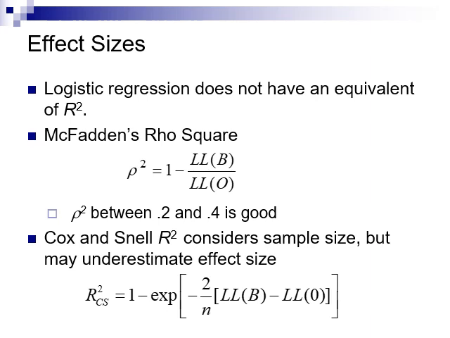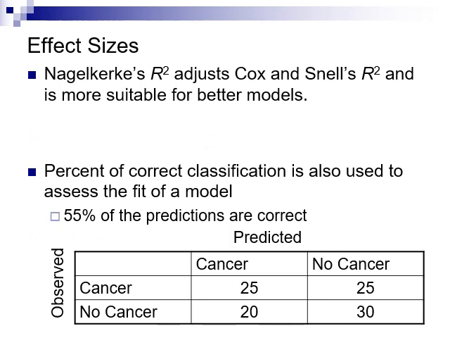The problem with this is it tends to be a little fragile for less well-fitting models, and it does not adjust for sample size. The larger the model, usually the more confident we can be about an effect size, but McFadden's rho doesn't include that. Cox-Snell's R squared considers sample size, but tends to underestimate effect size. I have the equation written here, and SPSS will generally give you these values as well. And finally, there's Nagelkerke's R squared, which adjusts Cox-Snell's R squared and is more suitable for better models.